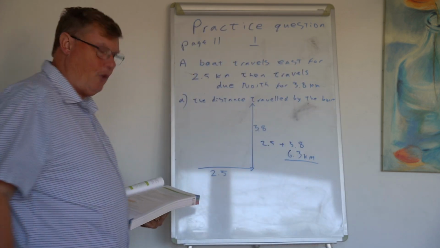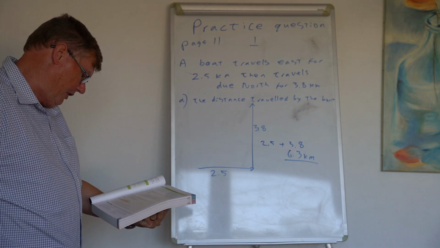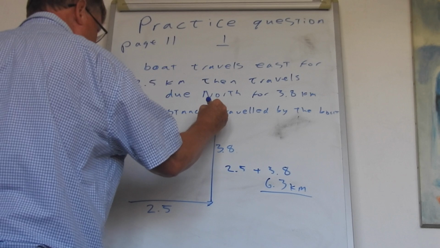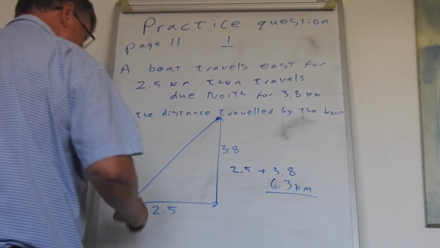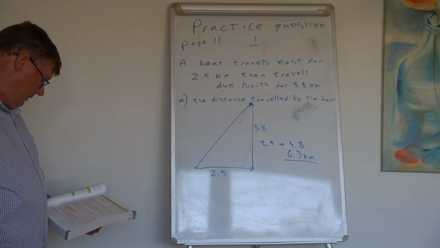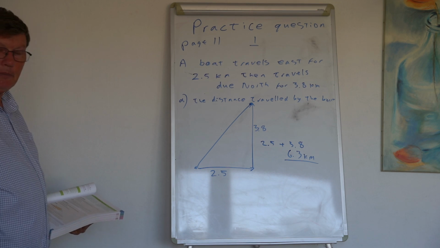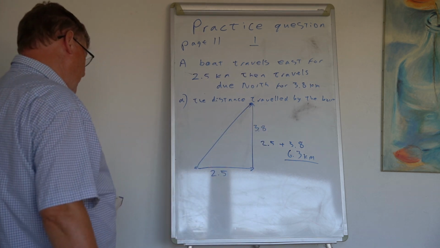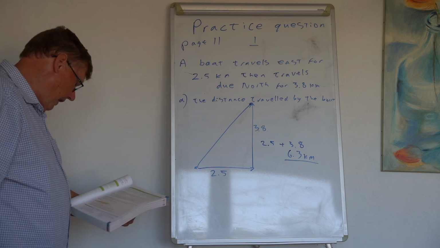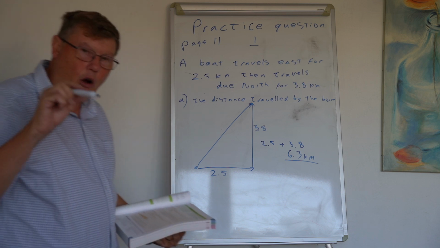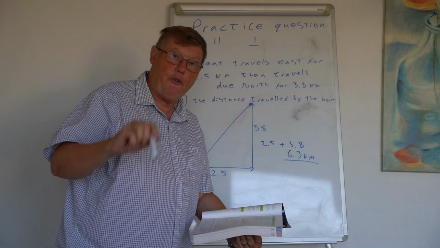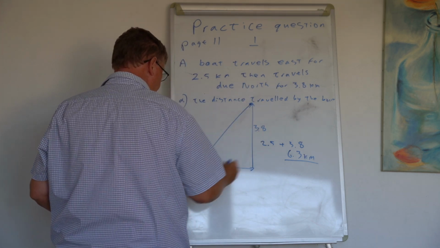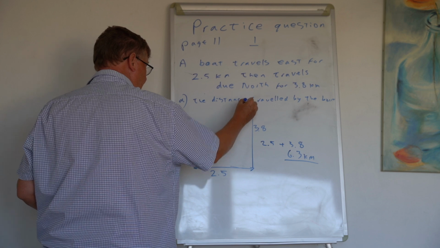If they had asked for the displacement of the boat, which is the next part, they're going to be asking you how far it is from there to there. So part A is the distance travelled by the boat, which is simply 2.5 plus 3.8, which is 6.3. Question B, the magnitude of the displacement of the boat. What does that mean? It basically means they went that way and then they went up. What is the distance from the start to the finish in a straight line?